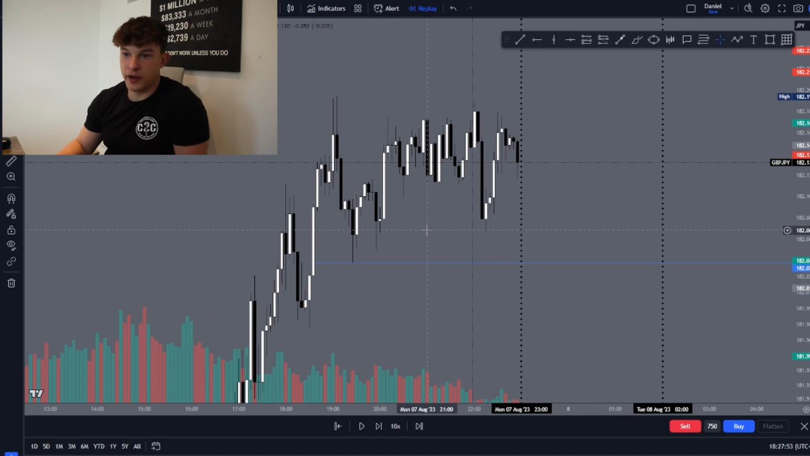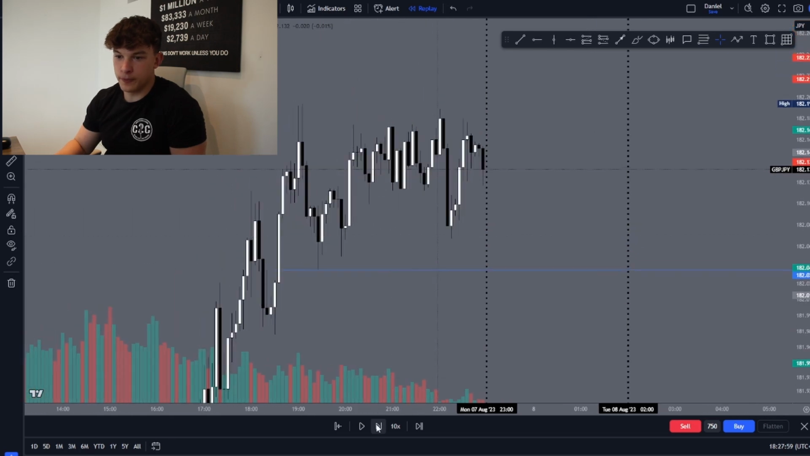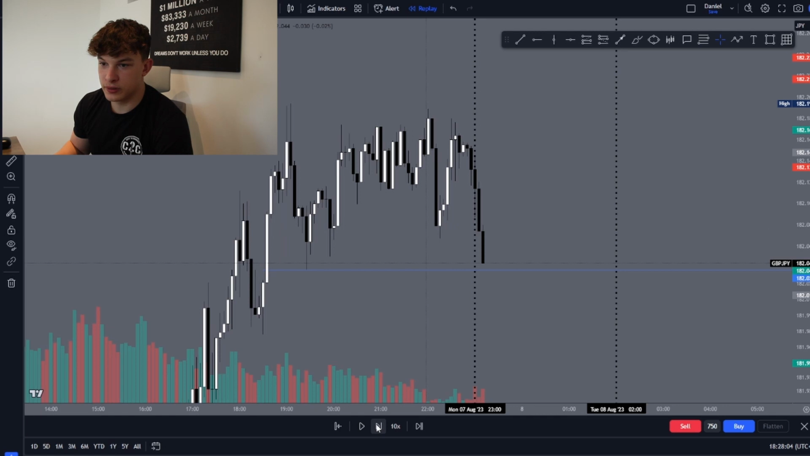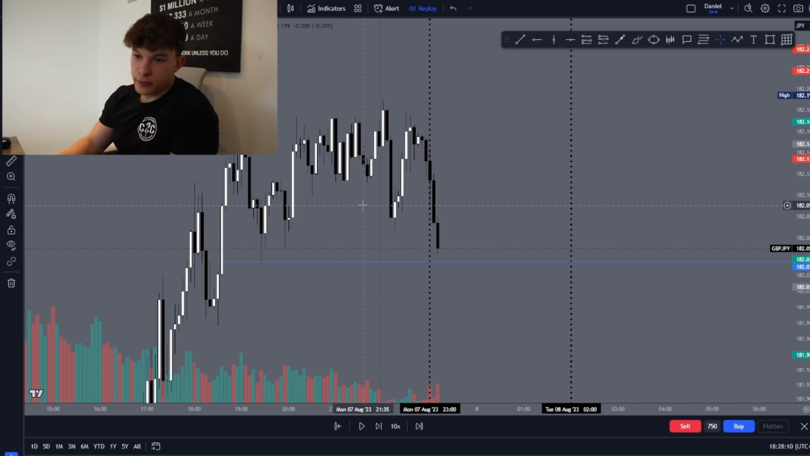Breaking it down to the 5 minute, you also had levels here, here and here of liquidity. So opening up the session, started off sweeping downwards, took out this level here and took out this level here of liquidity. So now I'm just waiting for it to sweep this third level, look for a break of structure and then enter.